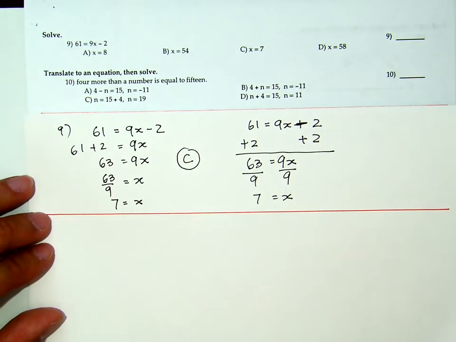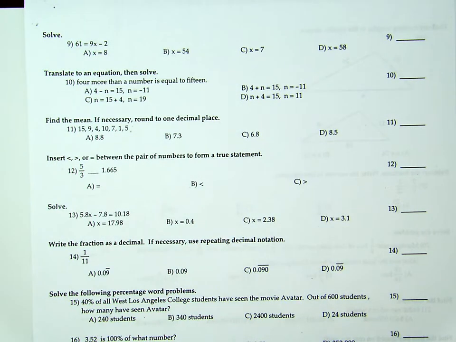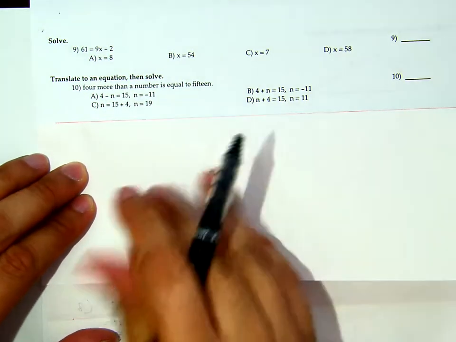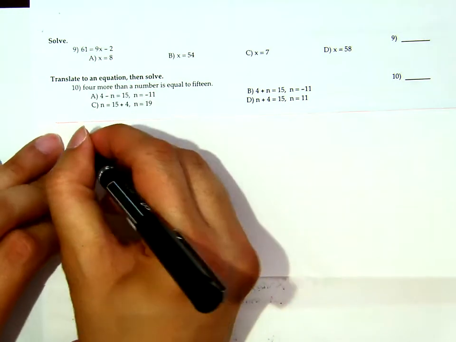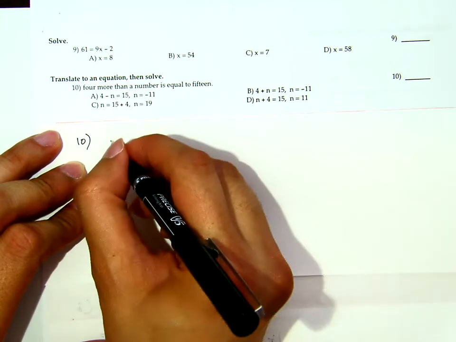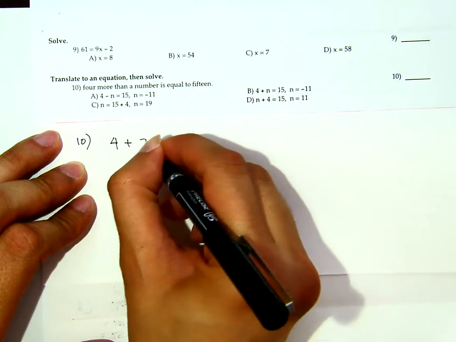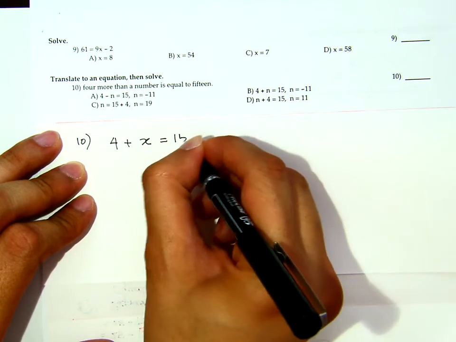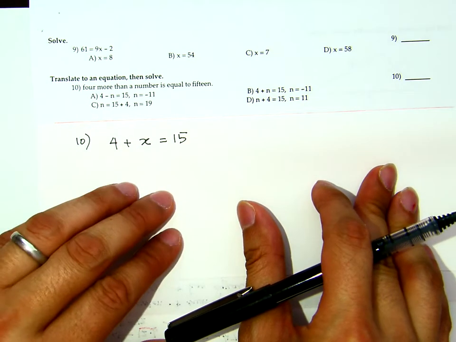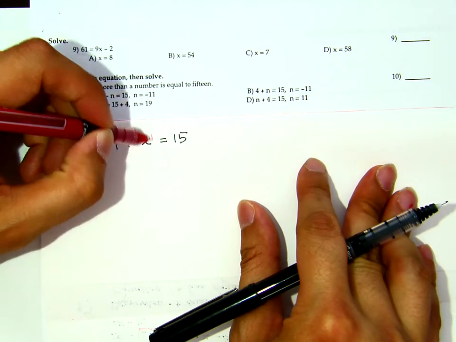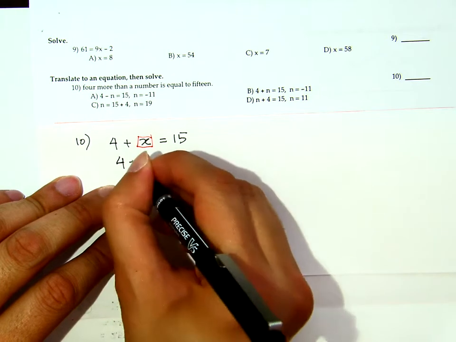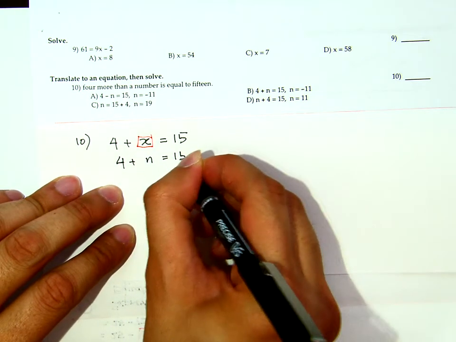Okay, number 10. Let me fold this. Translate to an equation, then solve. Number 10: 4 more than a number is equal to 15. Oh, seems like they use n instead. Let me change this to n. 4 plus n equals 15.